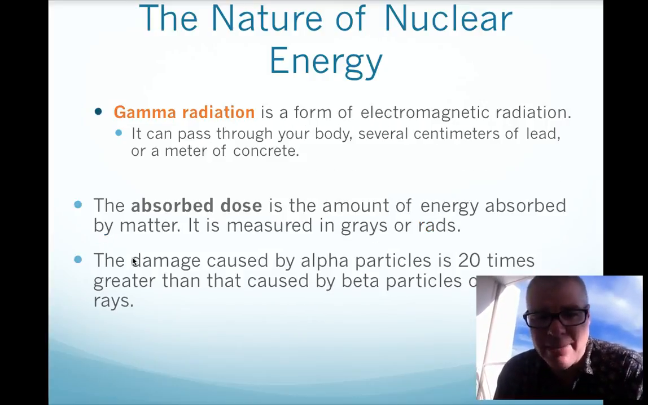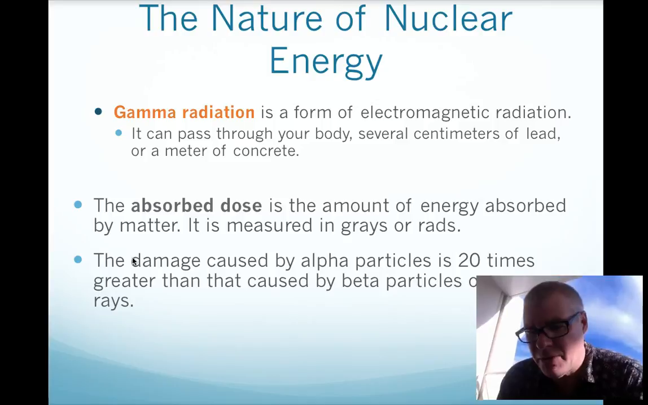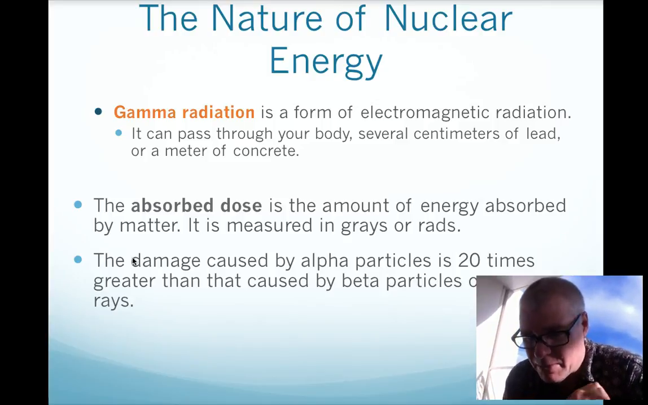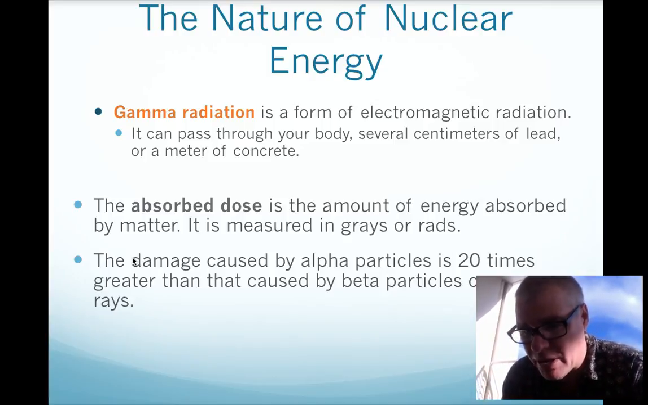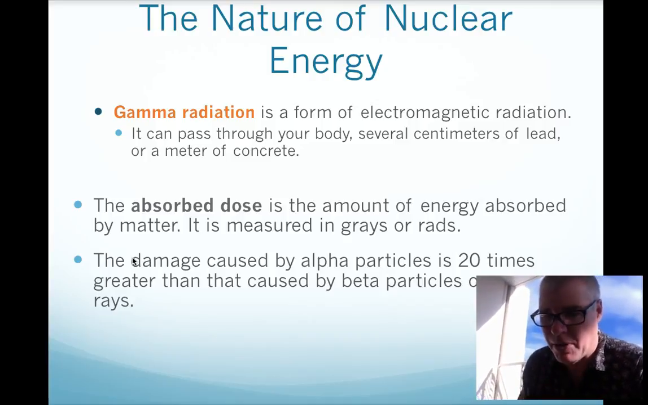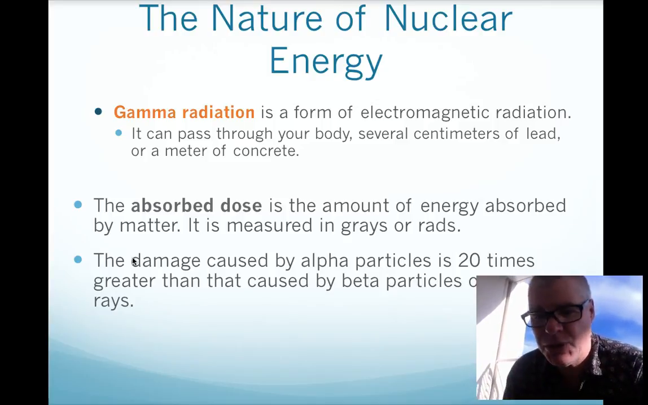The last form is gamma radiation, and this is a form of electromagnetic radiation, not really a particle. It can pass right through your body, through several centimeters of lead, or through a meter of concrete. In the example earlier in the semester where we looked at the Fukushima nuclear disaster, gamma radiation is the biggest problem. The particles that produce gamma are scattered everywhere, and if they're in the soil and you're down there, those particles are emitting gamma radiation, and it's going straight through your body, hitting parts of your body and causing damage.